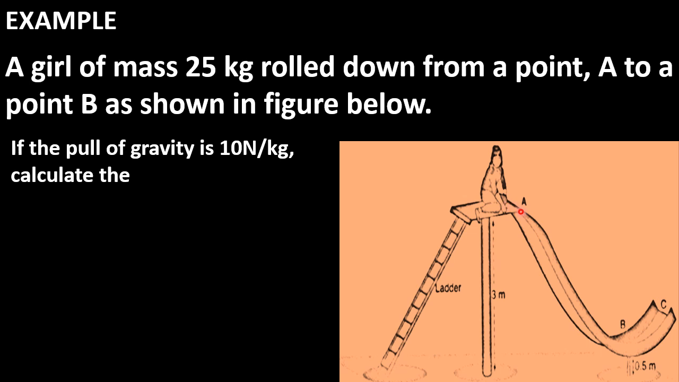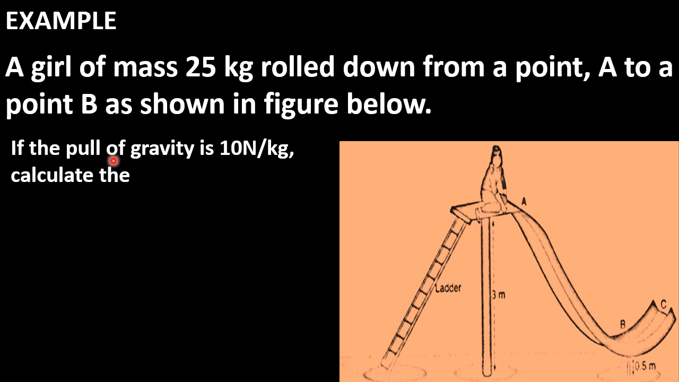So she's sliding through a slide down to point B, which is at a height of 0.5 meters from the ground. This one is not touching the ground per se. Point B is still suspended somewhere above the ground, but at a height less than the original height. So in this case, it is at 0.5 meters. Please take note of these heights.